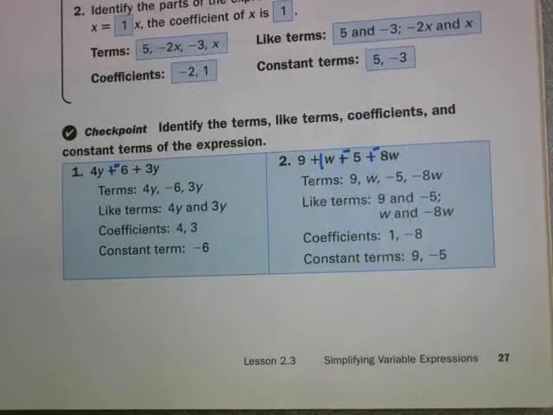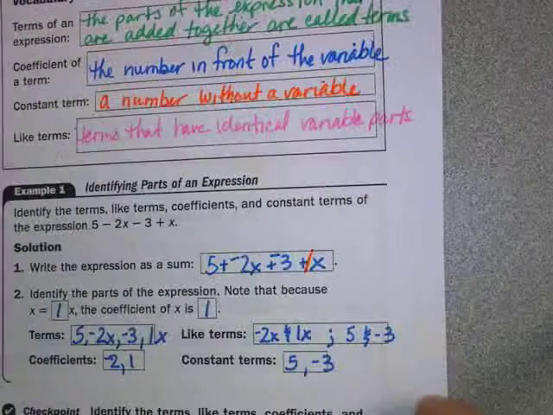So the terms are 9, 1W, negative 5, and negative 8W. The like terms are 9 and negative 5, and also W and negative 8W. The coefficients, the numbers in front of the variables, are 1 and negative 8, and the constant terms are 9 and negative 5. Good work. All right, so let's go to the next slide.